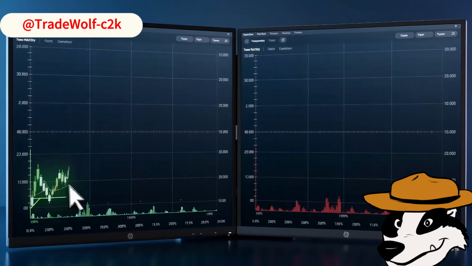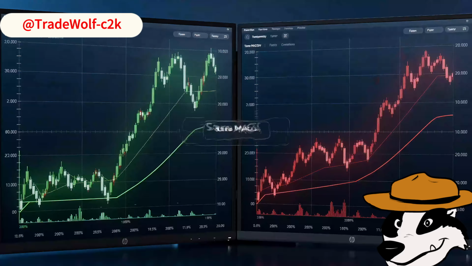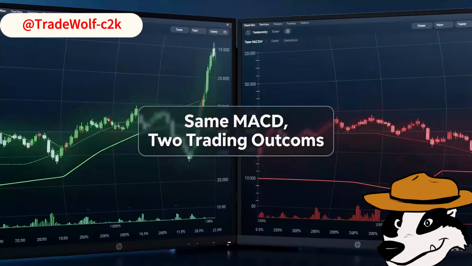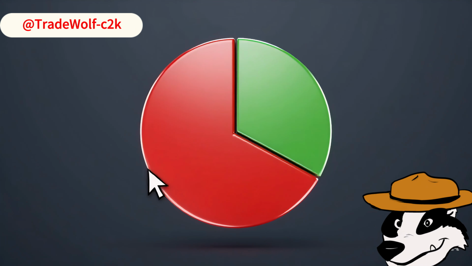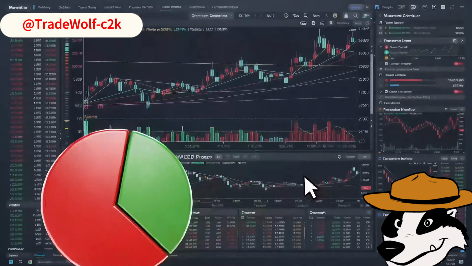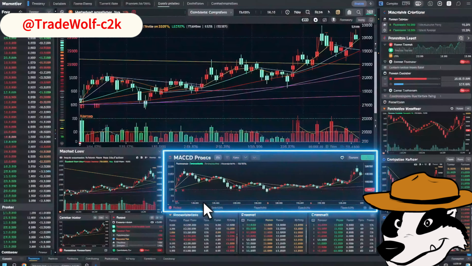Two groups of traders use the exact same MACD indicator yet end up with drastically different results. One group holds trend-following positions and locks in sustained bullish swings, while the other stays trapped in losing trades and suffers massive account drawdown. Statistical data shows roughly 8 out of 10 retail traders end up losing money.